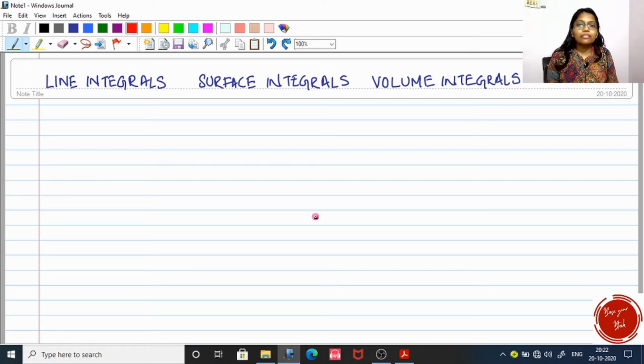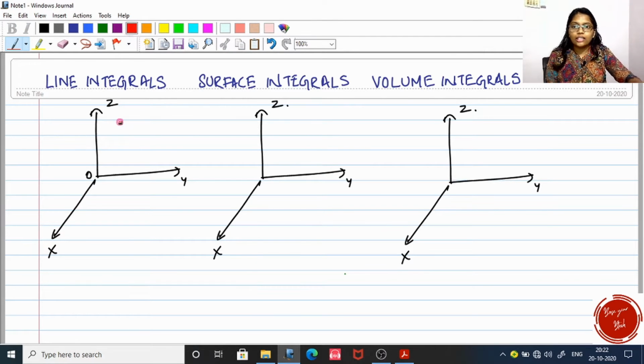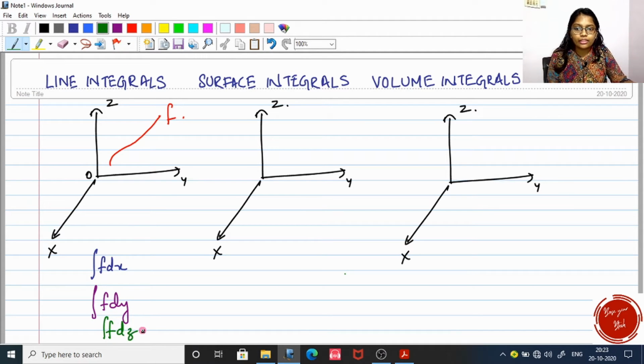So let's begin with drawing the Cartesian coordinate system. And I am going to explain line integrals. For that, I am going to draw a function f. So I can take three line integrals for this function: integral f dx, or integral f dy, or integral f dz. Just see what I am going to do.